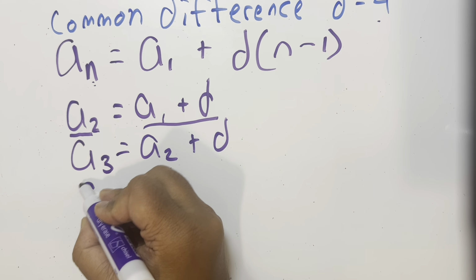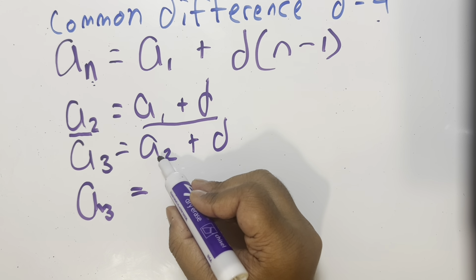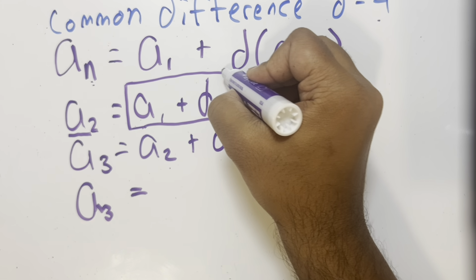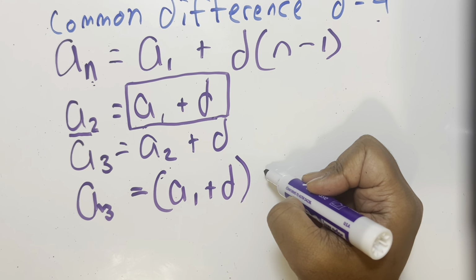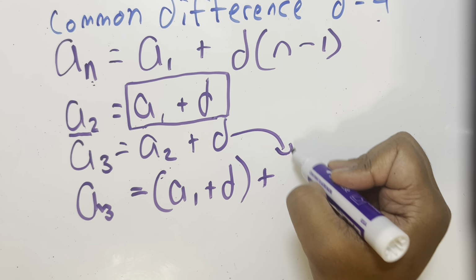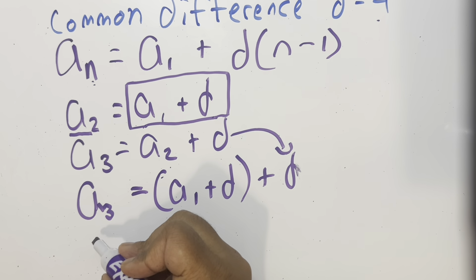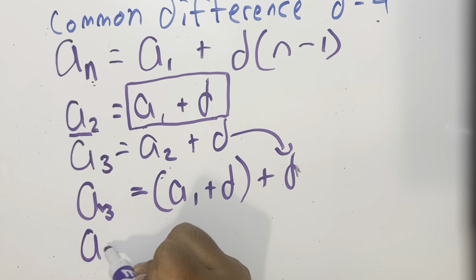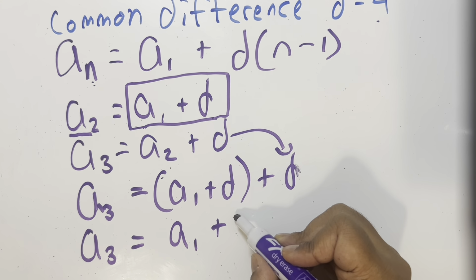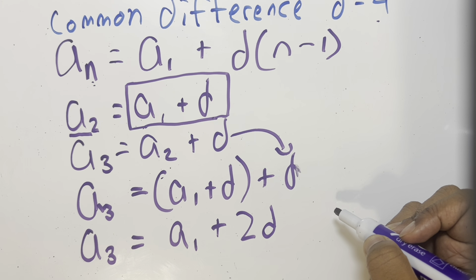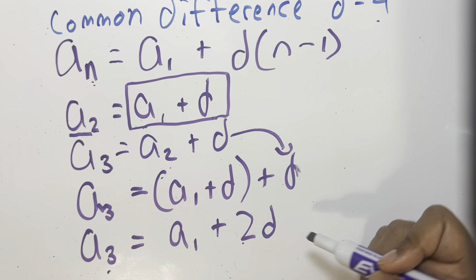I'm going to write a3 again. a3 equals, and instead of writing a sub 2, I'm going to write what a sub 2 is. I'm going to write a sub 1 plus d, plus, I'm bringing this d over here, right? All I'm doing is doing the algebra. So what does this become? This becomes a sub 3 equals a sub 1 plus d plus d is 2d, right? So as you could see, we have the third term here, and we're adding only two differences, right?